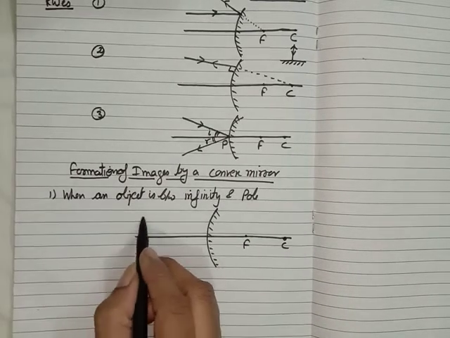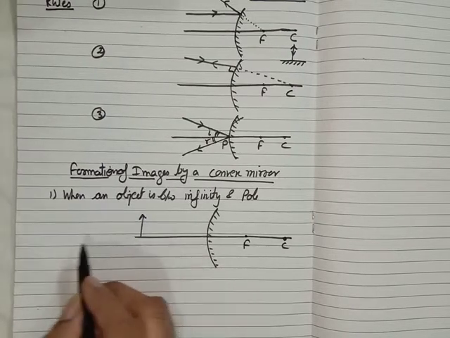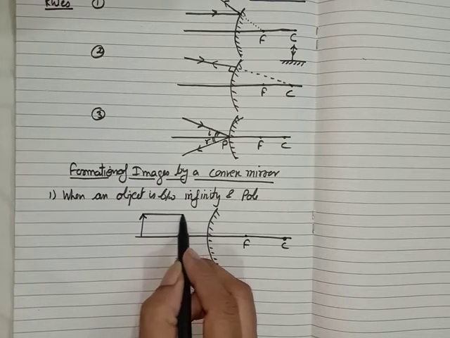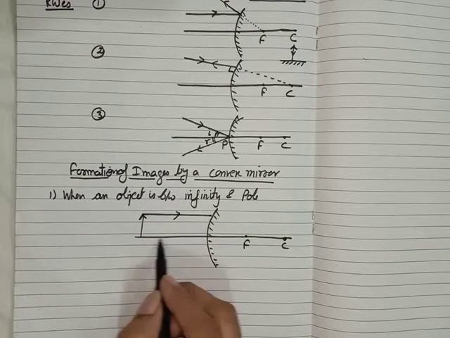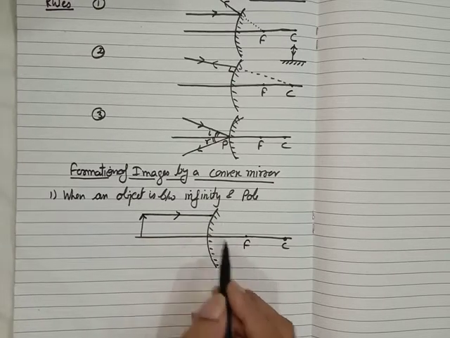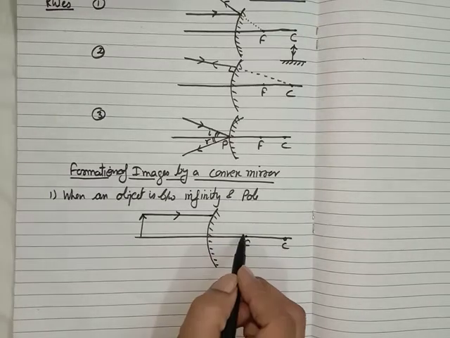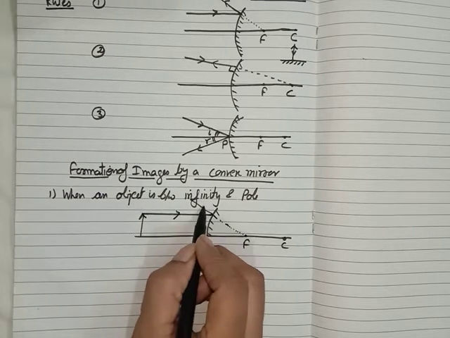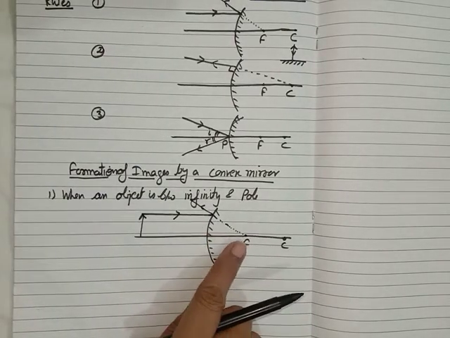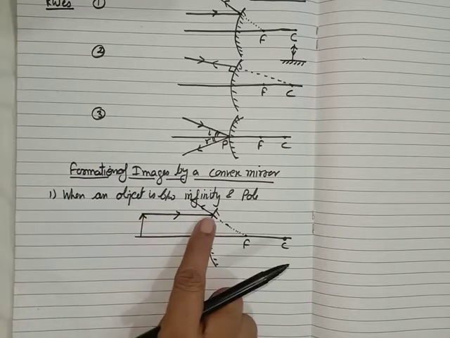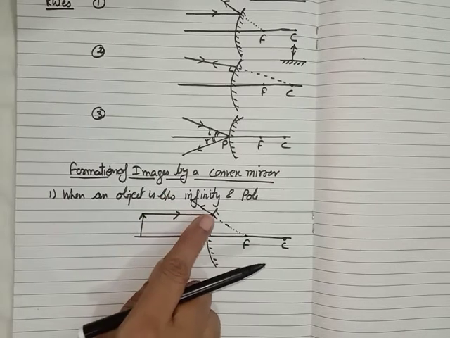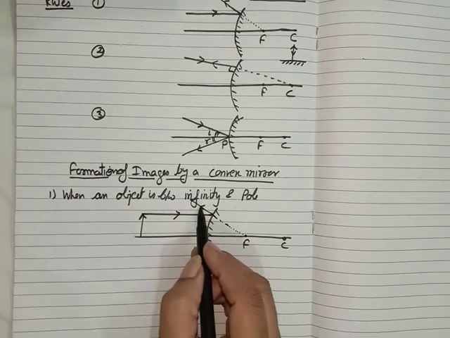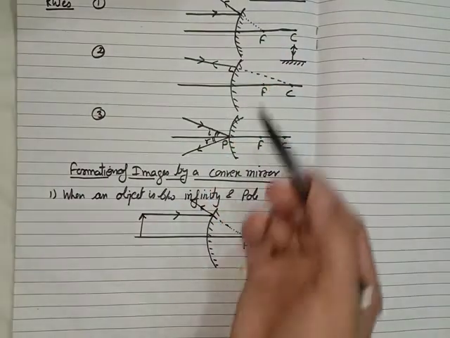Now suppose the object is here. The position of the object is in between the pole and infinity. Now what will happen? The ray which comes towards the mirror parallel to the principal axis, as we know according to the rule, will be reflected on the path which appears to come from the principal focus. It means it is reflected in such a way that it will appear that this light is coming from the principal focus of the convex mirror. Okay, is it clear?